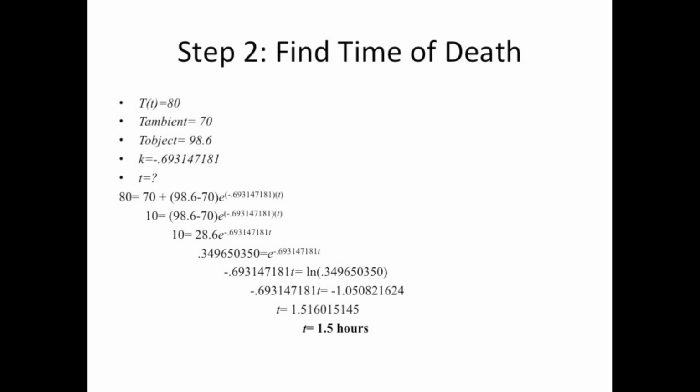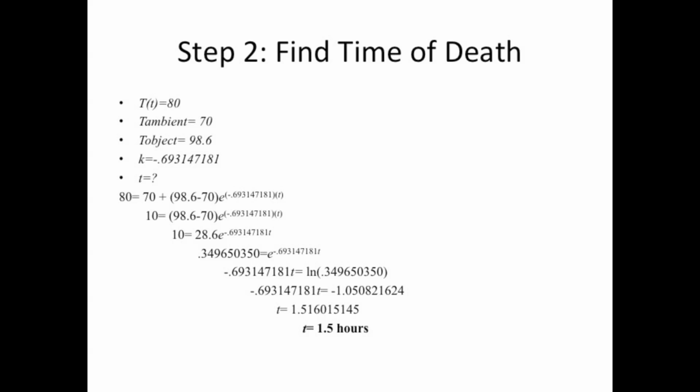To find that, we plug all of our known variables into the equation, and that will look like this: 80 is equal to 70 plus (98.6 minus 70) times e to the power of our k value times t. First off, we subtract 70 from both sides and calculate 98.6 minus 70, so our equation looks like 10 is equal to 28.6 times e to the power of negative k value times t.